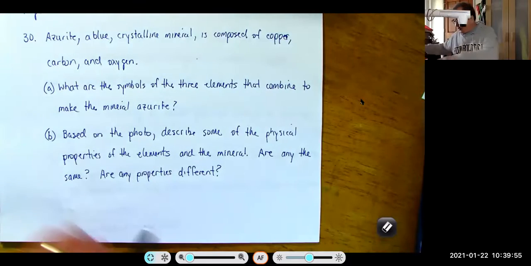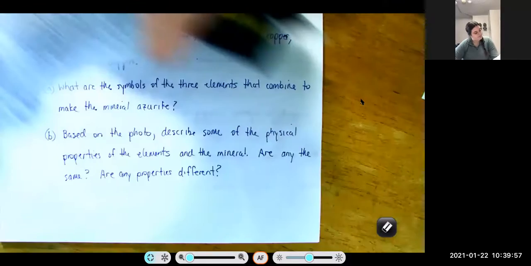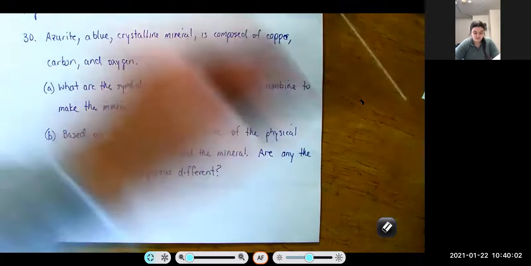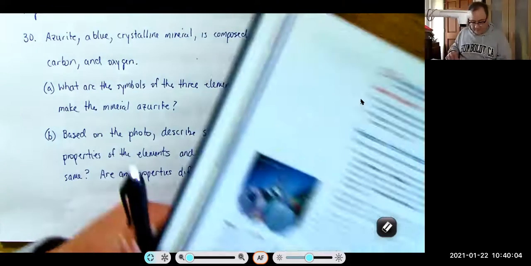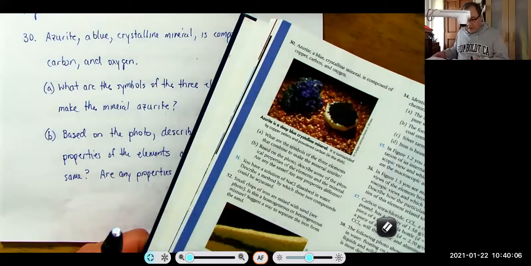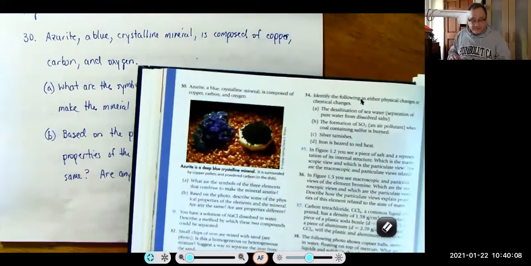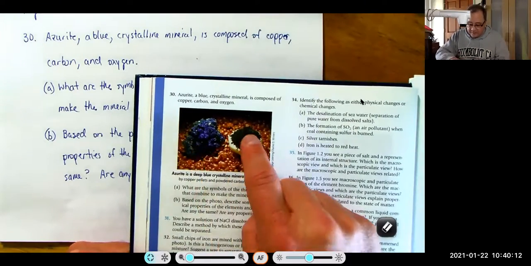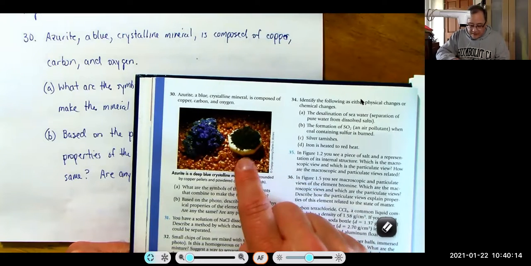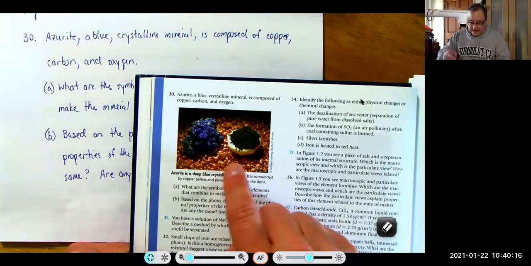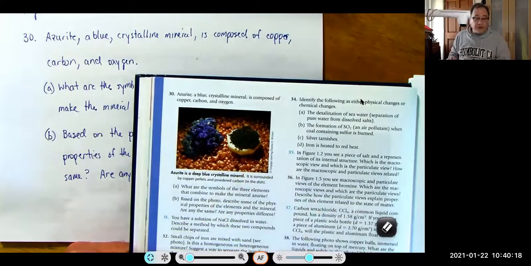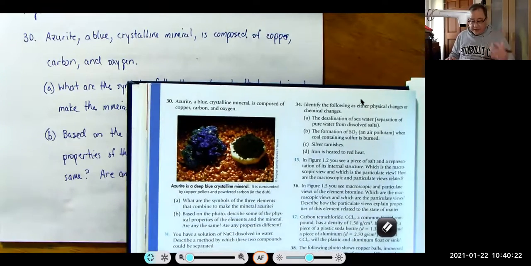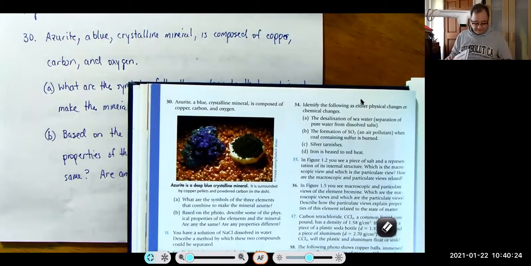So this is on page 24. Let's take a look at the image that we see in our book. Okay, so there's the image. There's the azurite. There's the carbon. Down here is the copper. And they can't really show oxygen because it's a clear and colorless gas.